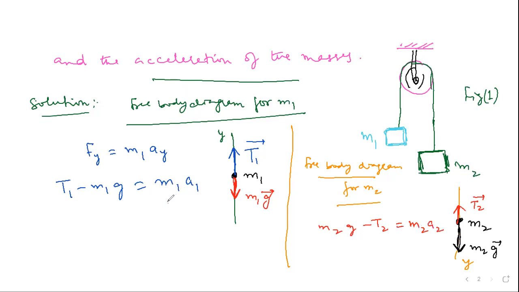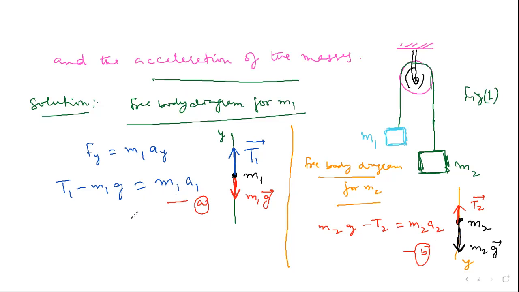So this is my A, this is my B. M2G minus T2 is equal to M2A2. Here I have M1G minus T1. Here I have T1 minus M1G is M1A1.